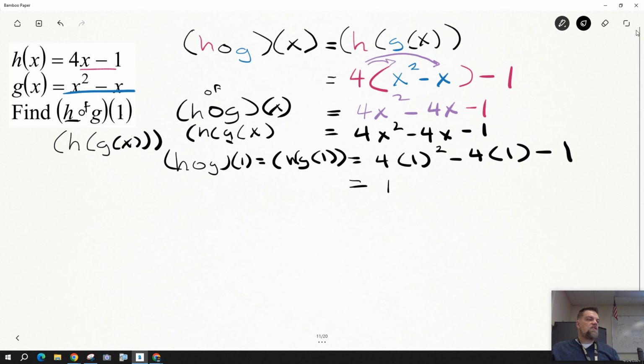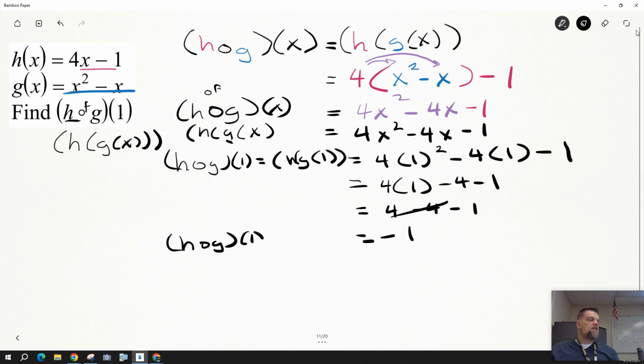Order of operations, this becomes 1 squared is just 1. Negative 4 times 1 is a negative 4, and then we tack on the negative 1 at the end. This becomes 4 minus 4 minus 1. 4 minus 4 is 0. 0 minus 1 is just negative 1. So h o g of 1 is the same as h of g of 1, which is just negative 1. Okay. What question was that, 11?